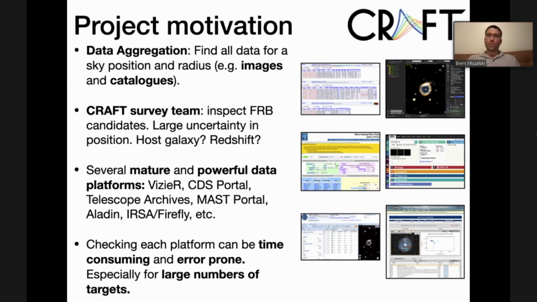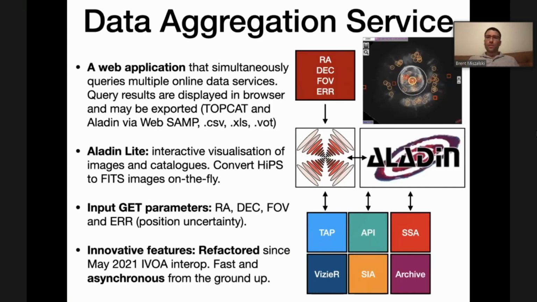So there are several mature and powerful data platforms available to look for information online, VizieR, CDS Portal, and various others. However, checking each platform can be quite time-consuming and error-prone, especially if you have a large target list. So to fill this gap, we've developed the Data Aggregation Service, which is a web application that simultaneously queries multiple online data services. Query results are displayed in the browser and may be exported to TOPCAT or Aladin via WebSAMP, and you can download the catalogues in various formats too.